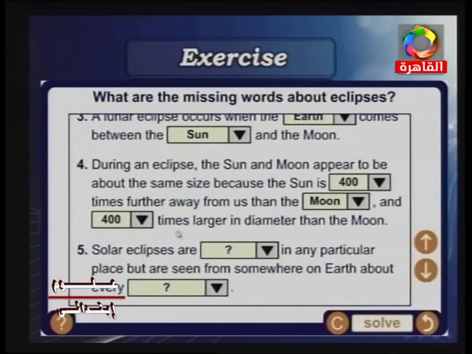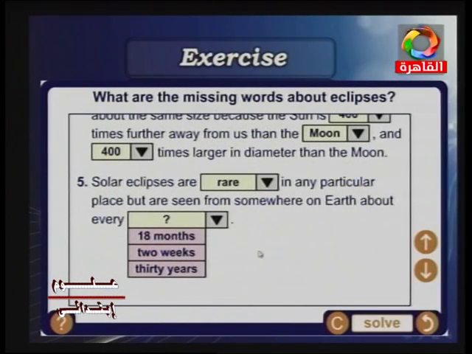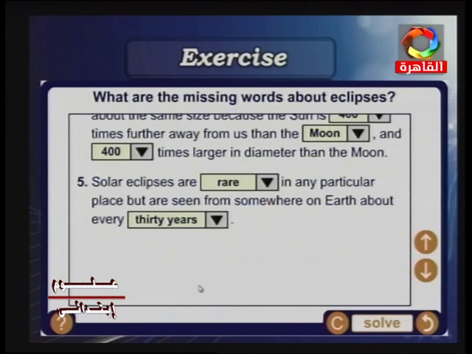So this is about the solar eclipse, the lunar eclipse and the moon. Solar eclipses are rare in any particular place. But somewhere on the earth they happen about every 18 months, while in the same part of the planet it is about every 30 years.